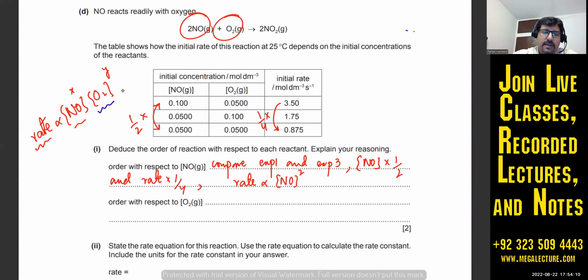O2 और rate की relationship figure out करनी है, तो you want to keep NO constant, so it's going to be experiment number 2 and experiment number 3, क्योंकि उसके अंदर this is constant, that becomes half, and if you look at the rate, that also becomes half, so directly proportional. So first thing is you're going to compare experiments 2 and 3.